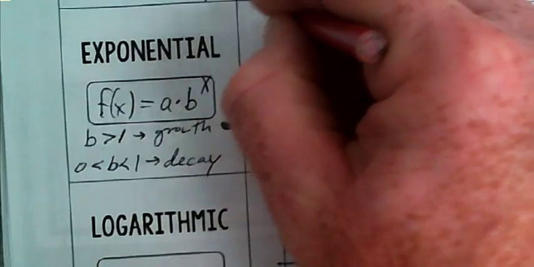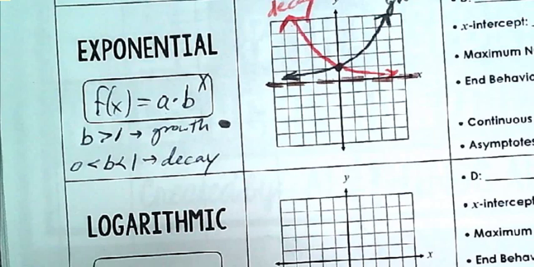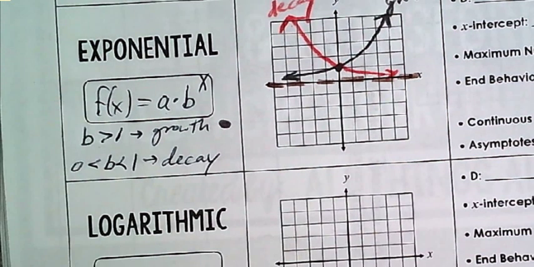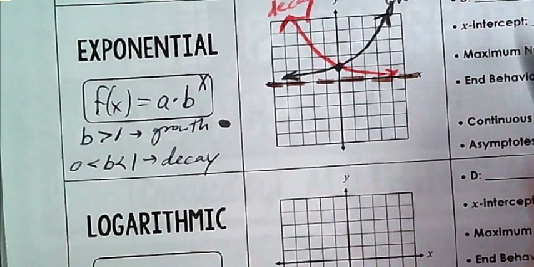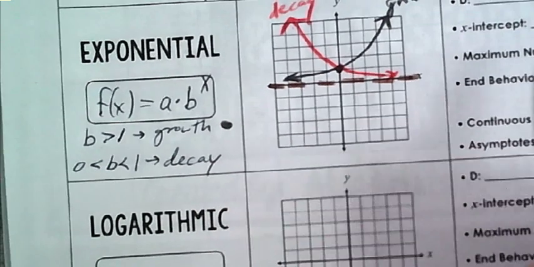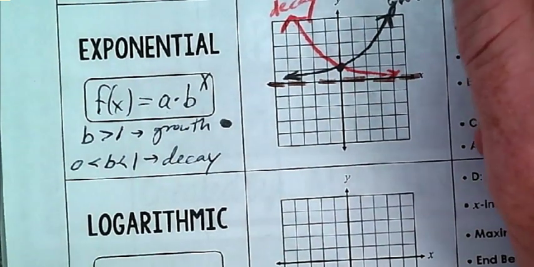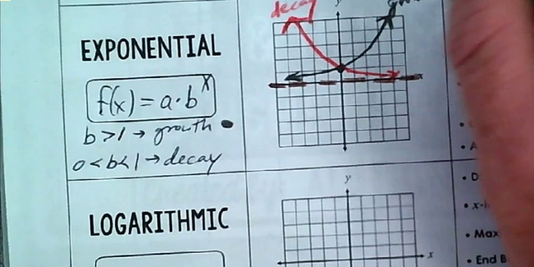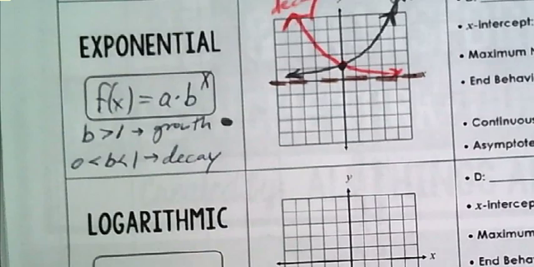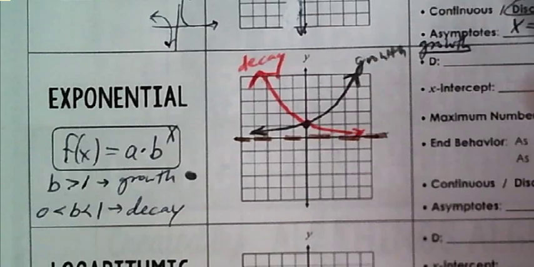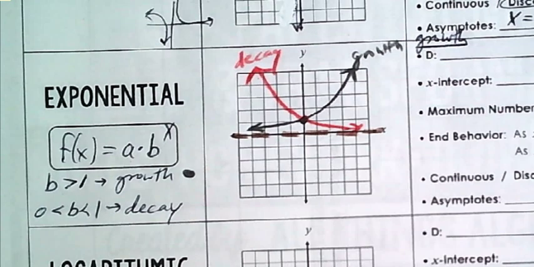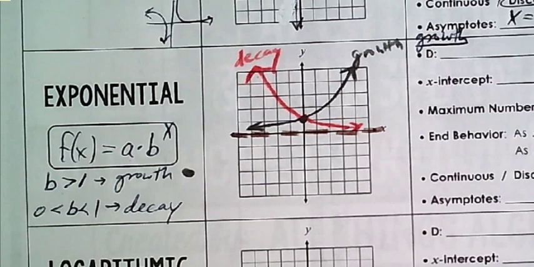So these are two different types of exponential functions. You're not going to graph two different types on the same grid. Okay, you're only going to graph one. Alright, so over here, I'm only going to do the characteristics of growth. So make a note that this is only growth, because I don't have room for both of them. This is the growth.